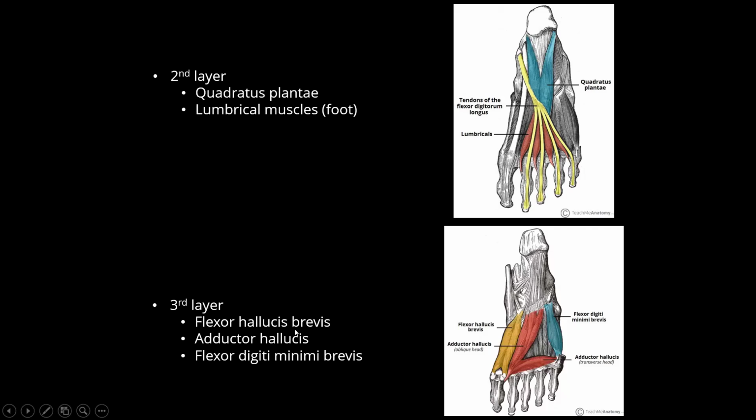Third layer is formed by flexor hallucis brevis, adductor hallucis, which has two heads, oblique head and transverse head. So this is adductor hallucis, and flexor digiti minimi brevis.